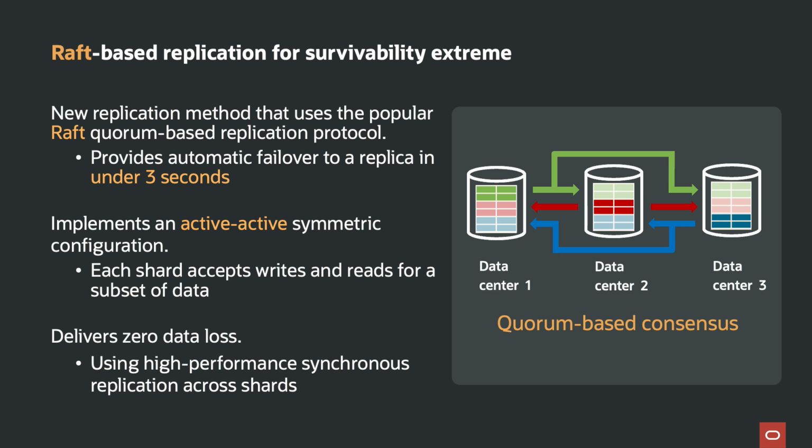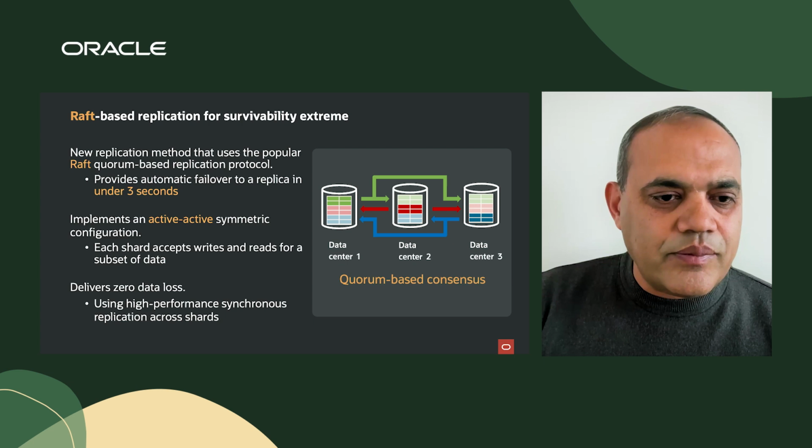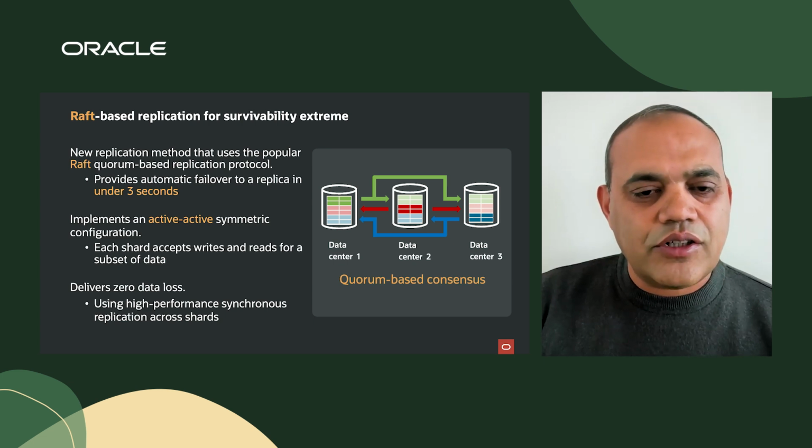This is a new replication method that uses the popular Raft quorum-based replication protocol. It provides automatic failover to a replica in under 3 seconds. It implements an active-active symmetric configuration, which means each shard accepts writes and reads for a subset of data. And it delivers zero data loss using a high-performance synchronous replication across shards.